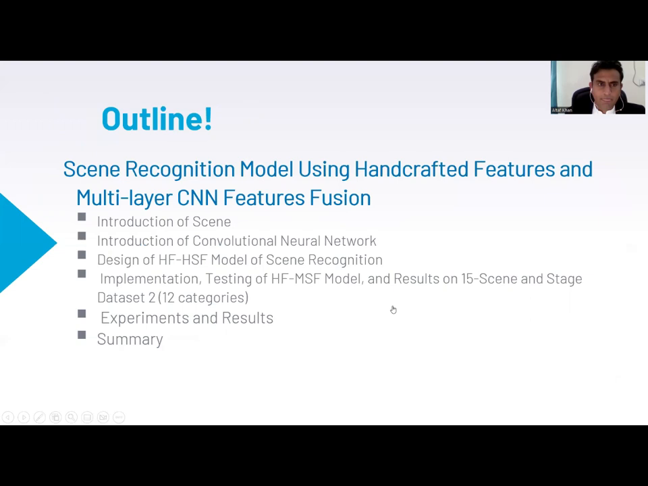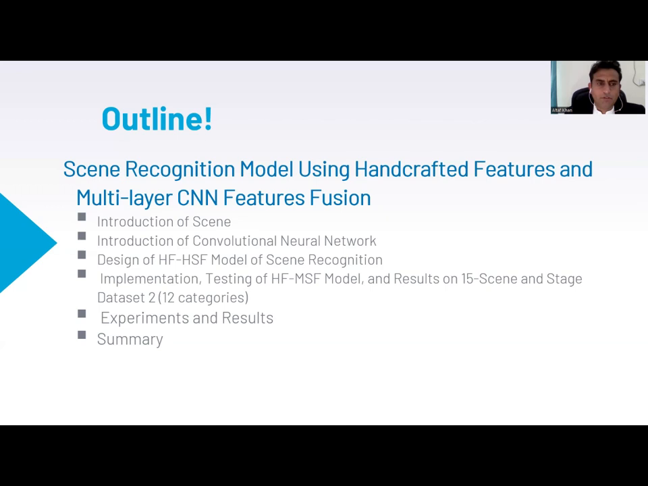These are the outline of this presentation. A scene recognition model using handcrafted feature and multi-layer CNN feature fusion. Actually, we are going to combine the different features of deep CNN and handcrafted features, which are extracted by the traditional approaches, and then we combine these features, and later on, these features are used for training the deep CNN model and SPM and extreme learning machine for taking the final decision of input image or input scene and input data.